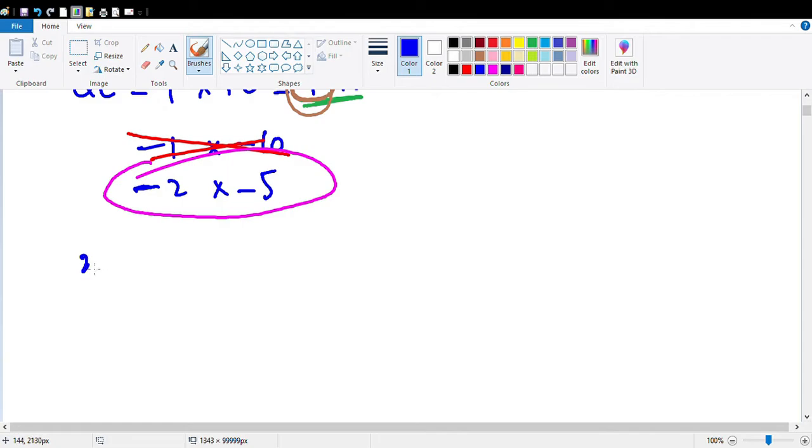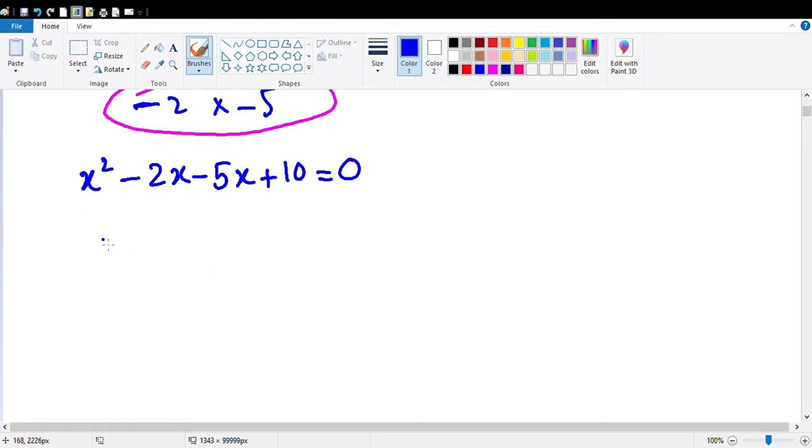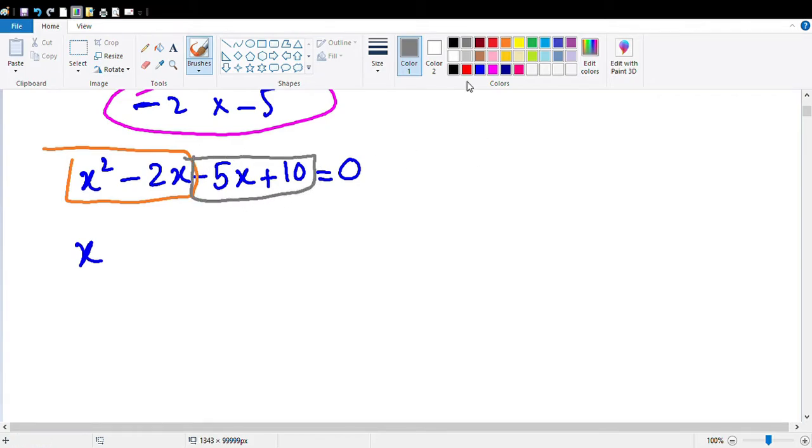So x squared minus 2x, splitting that minus 7x into minus 2x minus 5x plus 10 is equal to 0. And you take x common from the first two terms. Like I said, we're going to be taking something common from the set of two terms, and that basically means, for example, you can take x squared and minus 2x, and minus 5x and plus 10. We can take something common from both of these separately. So when we take x common, we get x minus 2.